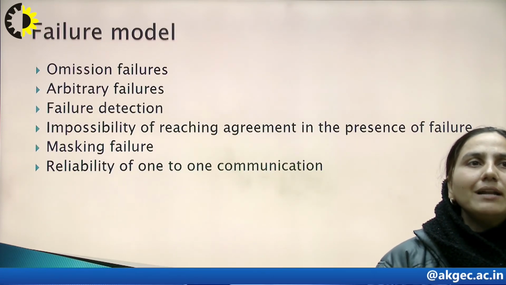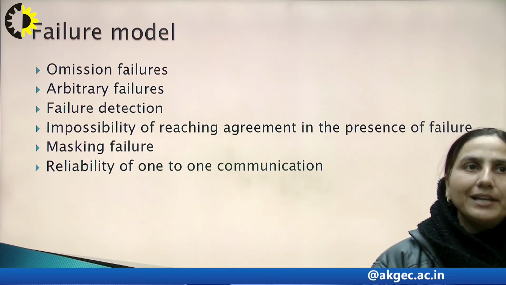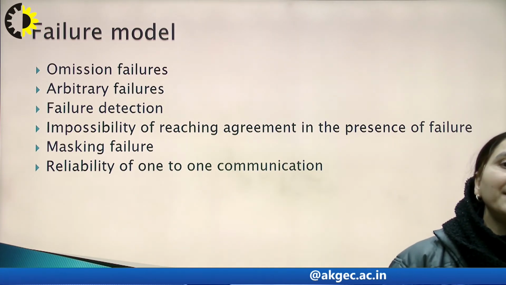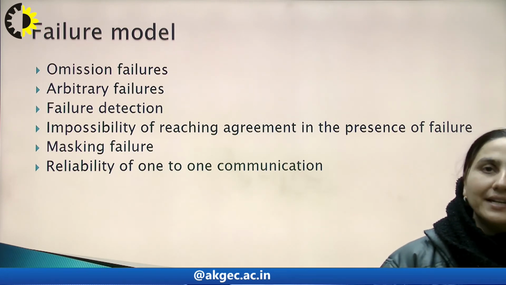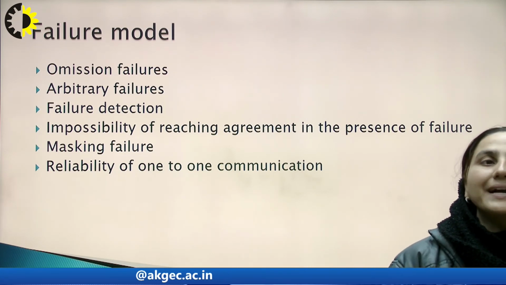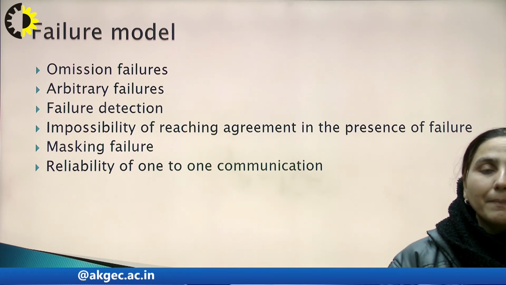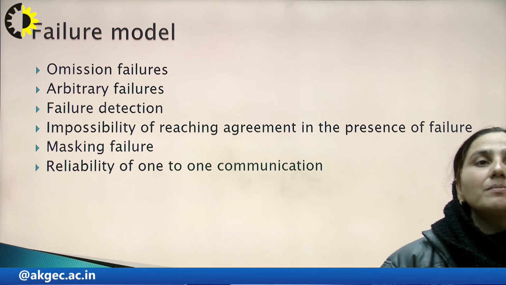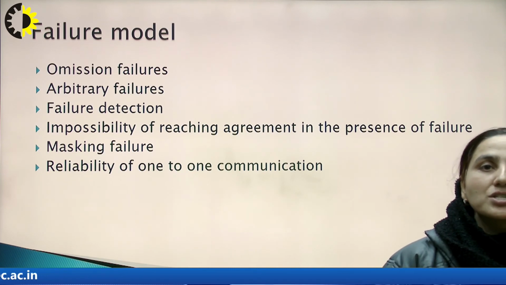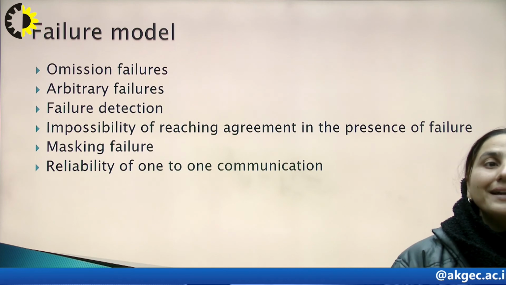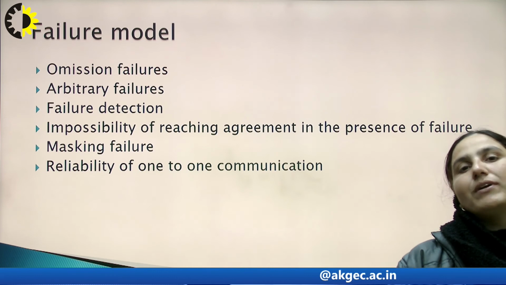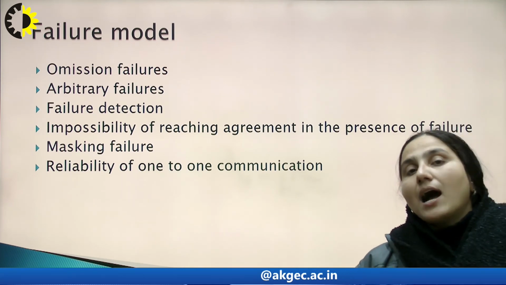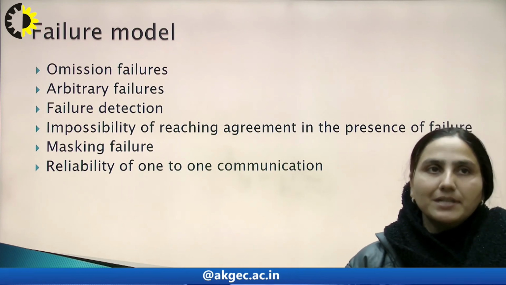Now the failure model. We have different failure models: omission failure, arbitrary failures, and failure detection, the mechanism by which we can detect a particular type of failure if it is occurring in a system. What is the mechanism that we will be using for detecting a particular type of failure? Then the impossibility of reaching any agreement among processes in the presence of a particular failure, and how we can mask a particular failure. Reliability of one-to-one communication: if there is one-to-one communication between different processes, how reliable is that particular system?